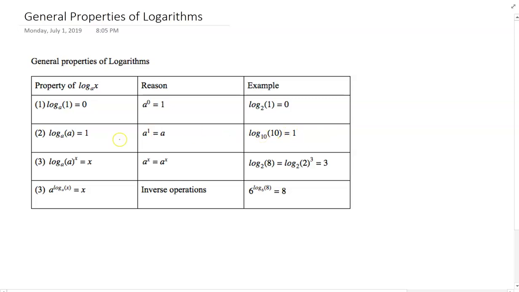Next one is log base a of a raised to the x equals x. And the reason is that a to the x is equal to a to the x. So you're raising a to the x to be equal to a to the x. Right? And then a to the log base a of x equals x. And this we can get from our inverse operations, which we just identified previously.